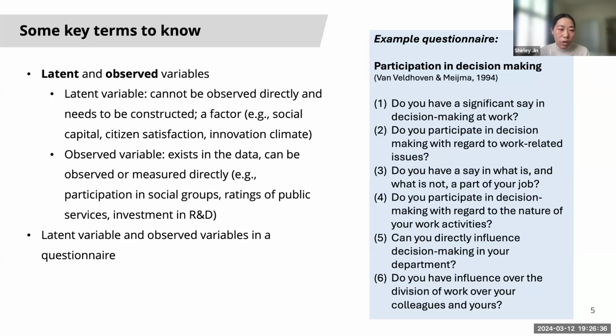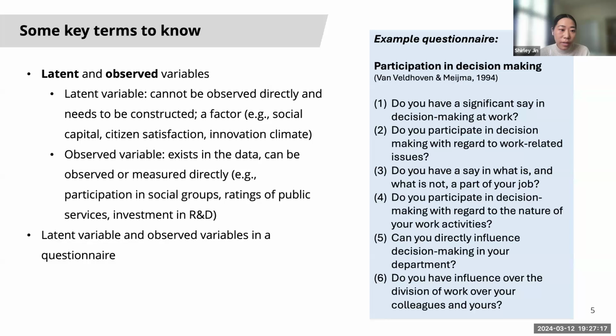An observed variable is also very simple to understand. You can observe the variable directly, like participation in social groups. You can see which social group this person participates in, right? You can observe this directly. Or ratings of public services, you can tell from the number, from the scores, right? The scores the public service receives, and investments in R&D, you can tell from the amount of money the R&D receives. So a latent variable is something that cannot be observed or measured directly, but an observed variable is something that you can observe and measure directly.